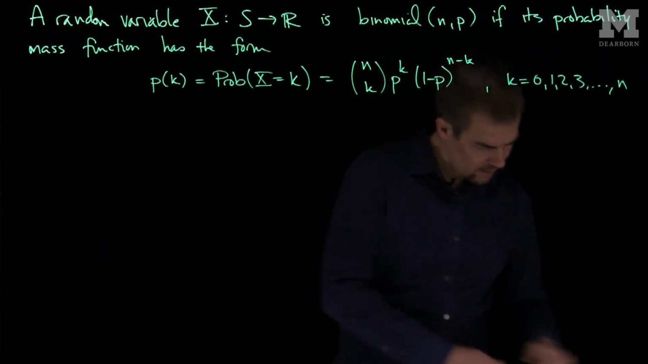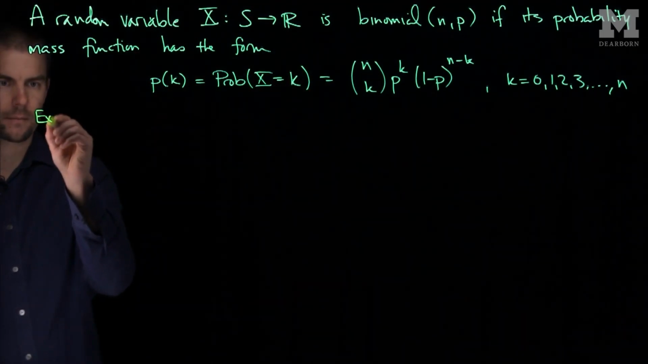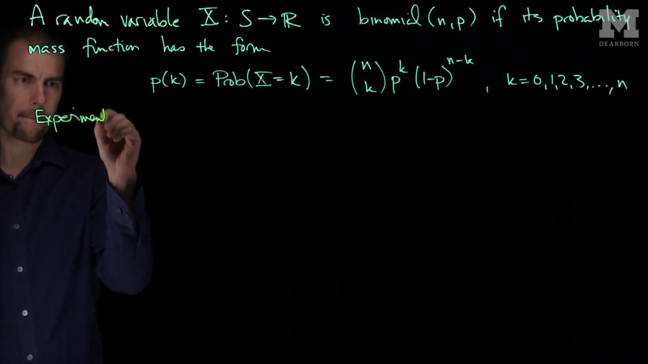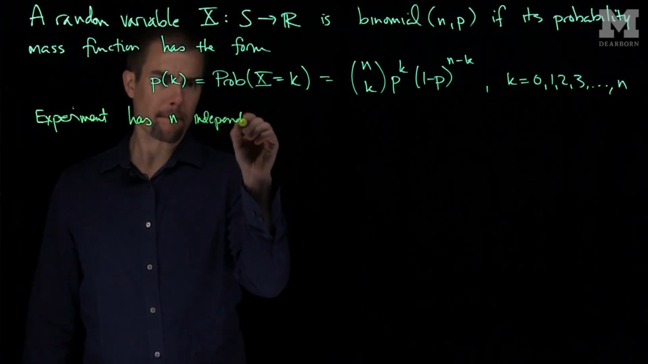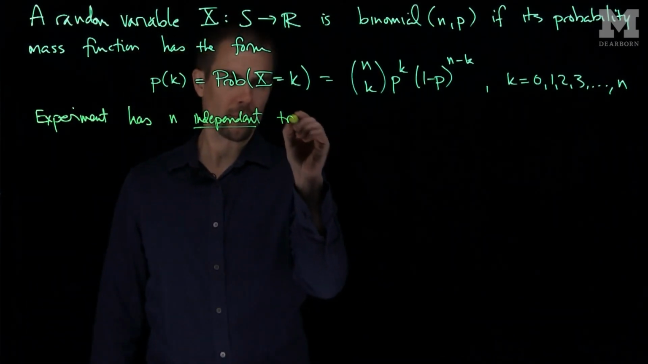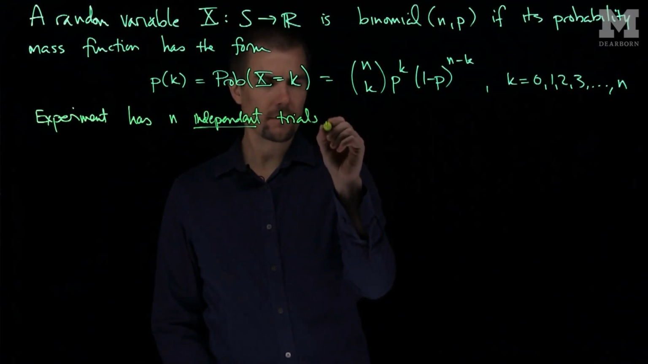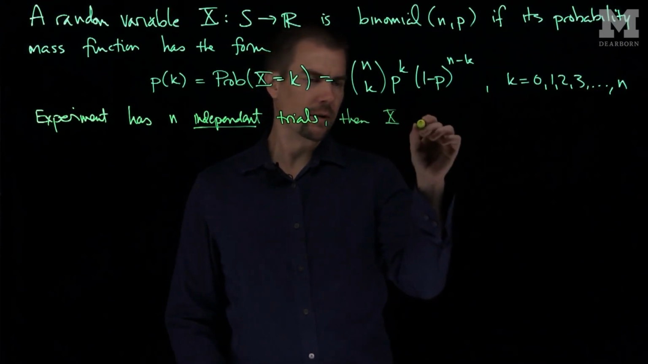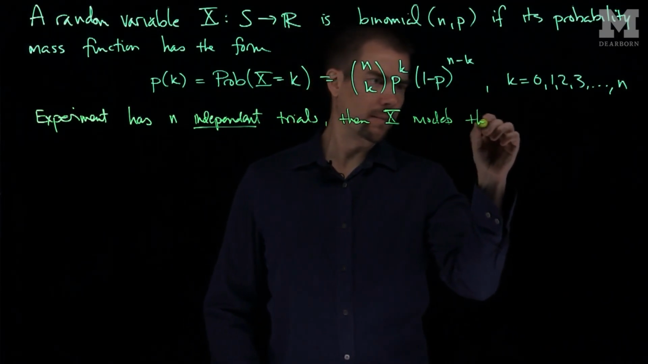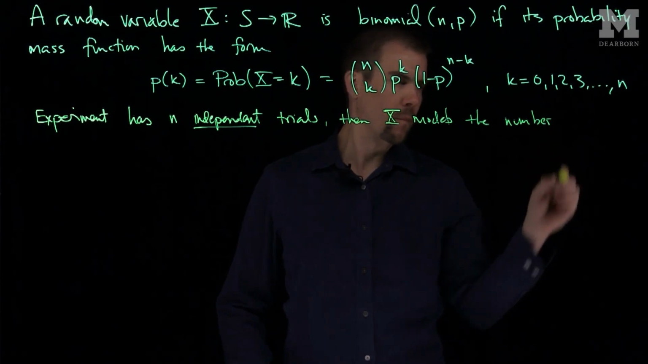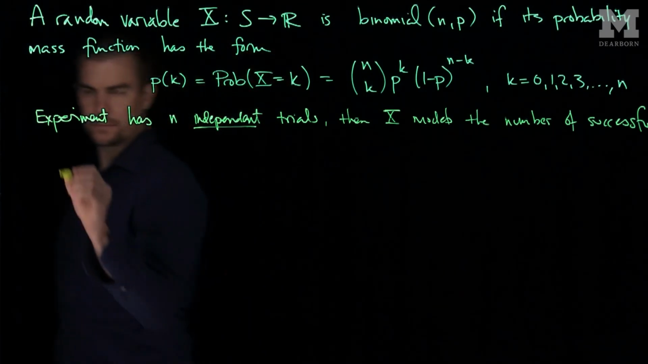And so what does this binomial random variable model? Well, what we can imagine is if we have our experiment that has n independent trials, then x models the number of successful trials.